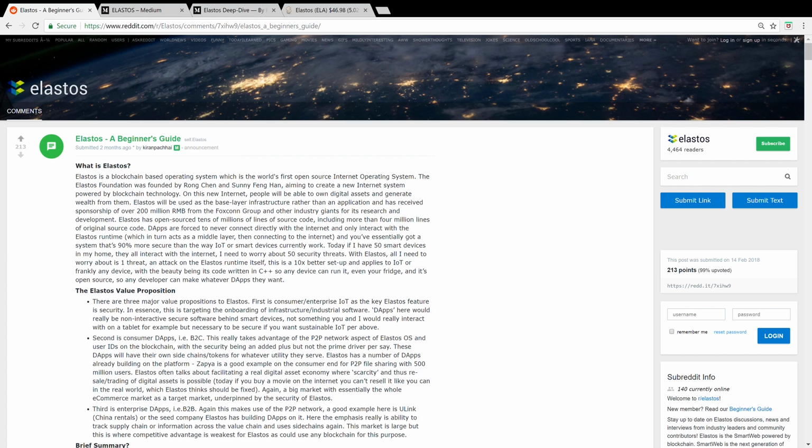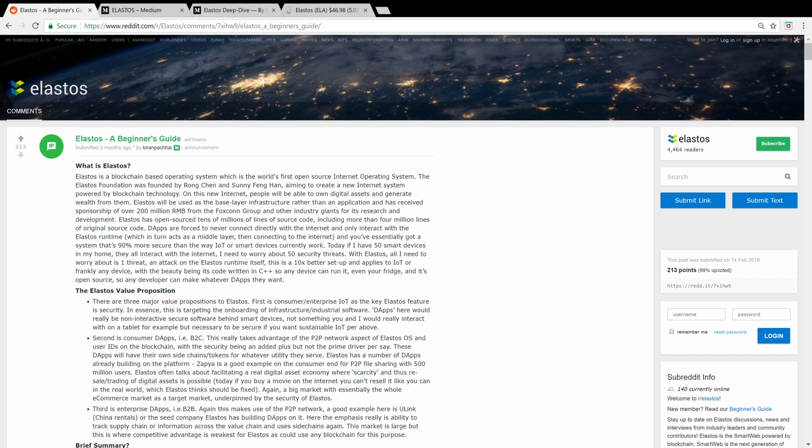Today we're talking about what is Elastos and will it boom. This is a third generation blockchain that we believe could be undervalued. Key word here, it could be undervalued. Today we'll be talking about what it is, learning a little bit more, and how it compares to some other blockchains out there. Okay, guys, Elastos aims to create a new internet system powered by the blockchain.